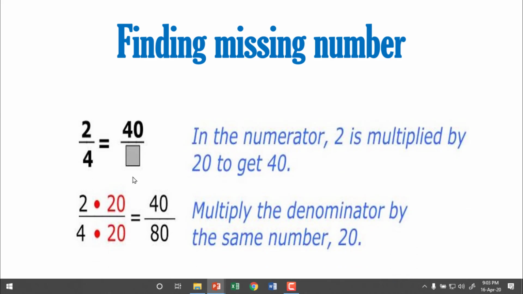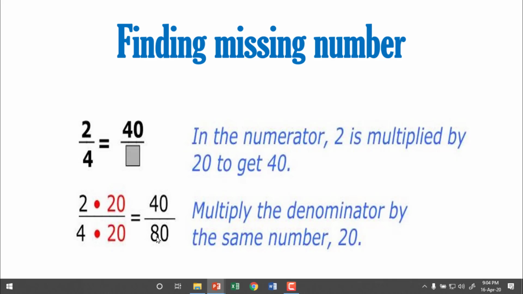Let's see another one. Here 2 by 4 is a fraction and 40 by something is also a fraction. As there is an equal sign, they must be equivalent to each other. So see, here 2 is given and here 40 is given. How can we get 40 from 2? If we multiply 20 with 2, we will get 40. As we multiply 20 with the numerator, we have to multiply 20 with the denominator also. So we multiply this 4 with 20, and 4 20s are 80. So our required answer will be 80. See, the missing number is 80.